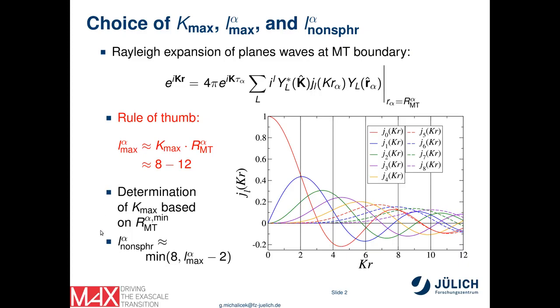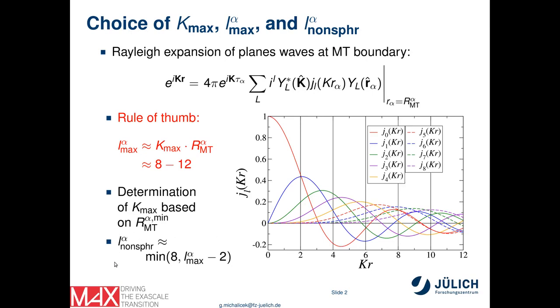Also, the determination of the Kmax value is typically based on your minimal muffin-tin radius in the unit cell. And the non-spherical Lmax, so the reduced Lmax cutoff for the contributions of the non-spherical part of the potential to the Hamiltonian, is calculated like this. At least this is about how you should choose it.